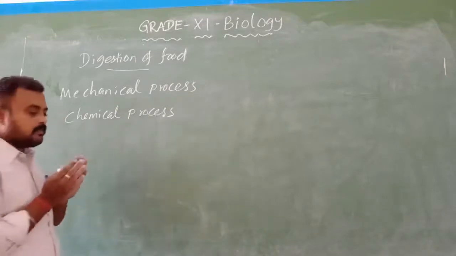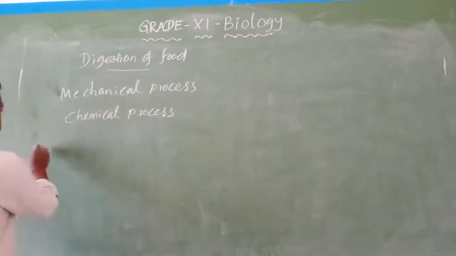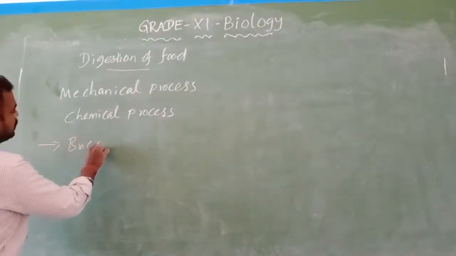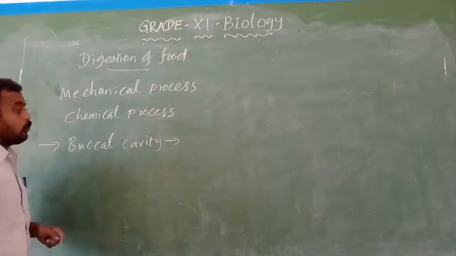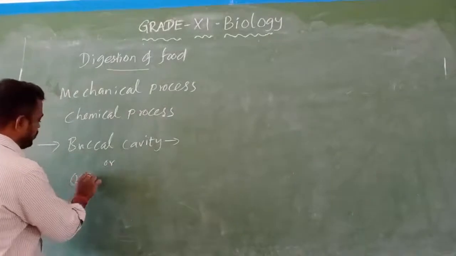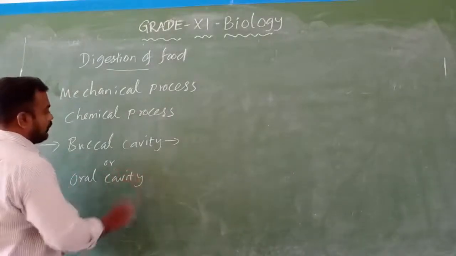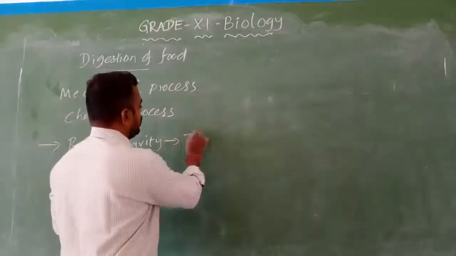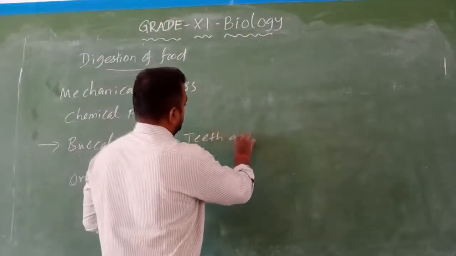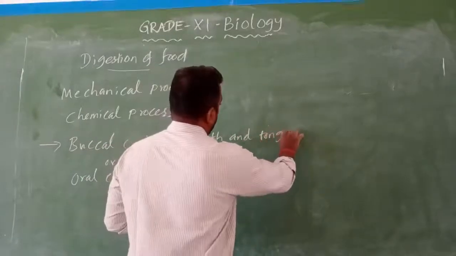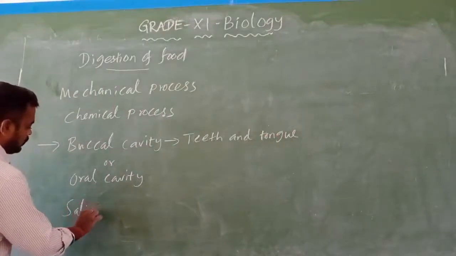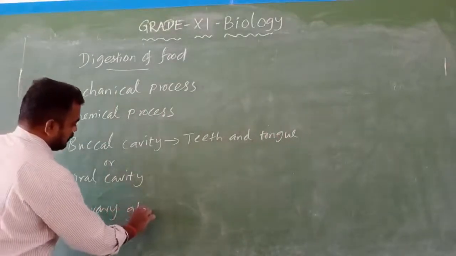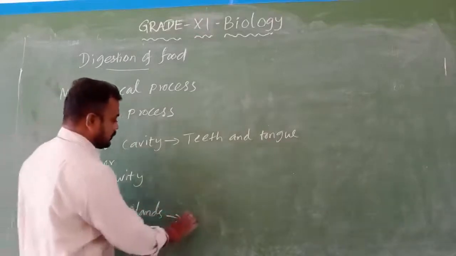Right, first we will start with the mouth. In the mouth we have the buccal cavity, otherwise known as the oral cavity. In the buccal cavity, we have teeth and tongue, and next, salivary glands are present. Salivary glands secrete what? Saliva.